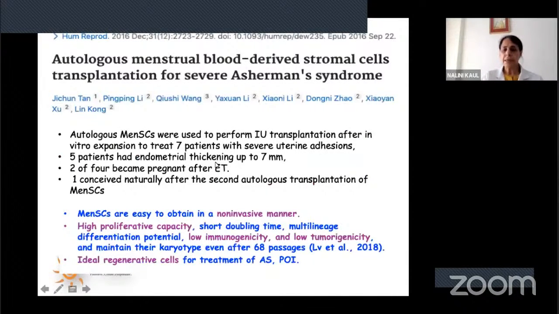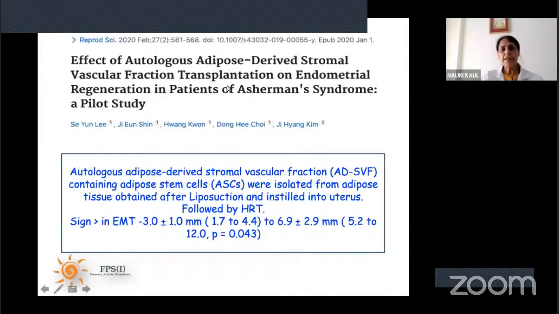Stem cells from menstrual blood have also been used. And actually it is so non-invasive. They have a high proliferative capacity, low immunogenicity and tumorigenicity. They would be ideal, but unfortunately, the isolation of these cells has not been done very successfully by a lot of people, and we are still at a standstill on this. Stem cells from adipose tissue have also been used to increase endometrial thickness, very successfully at that. The adipose tissue is taken out through liposuction.